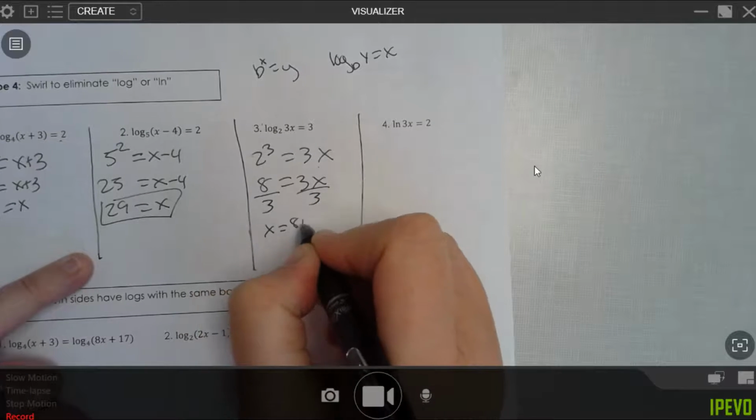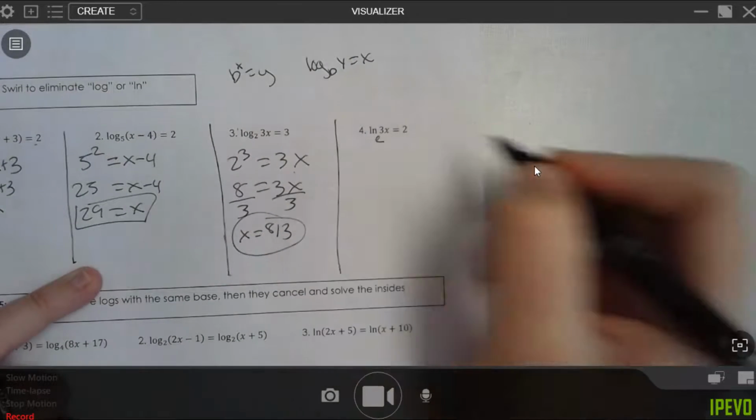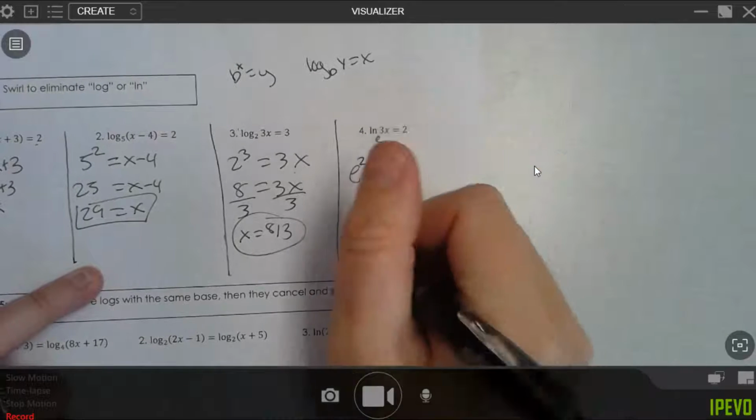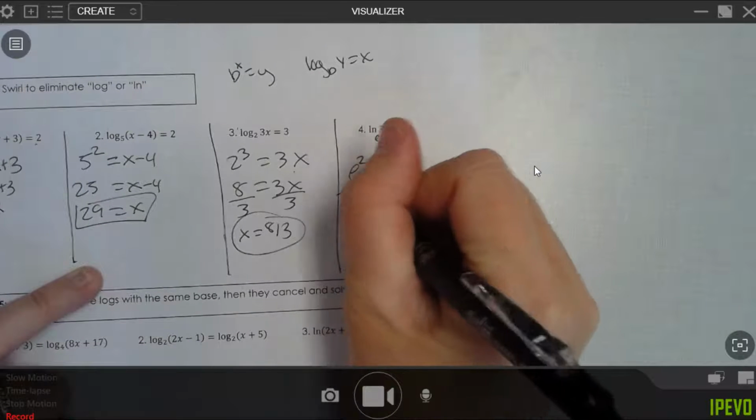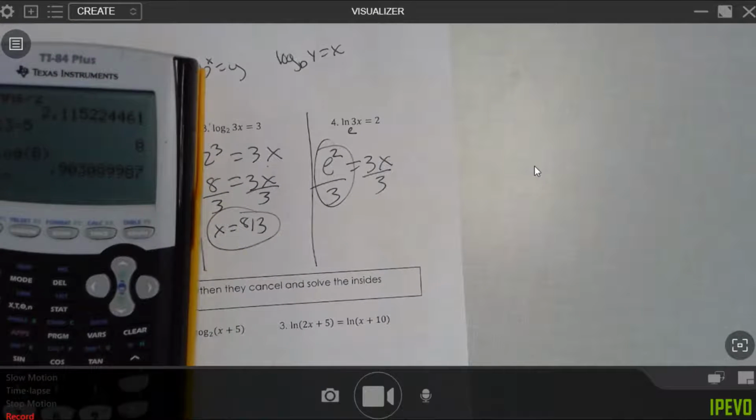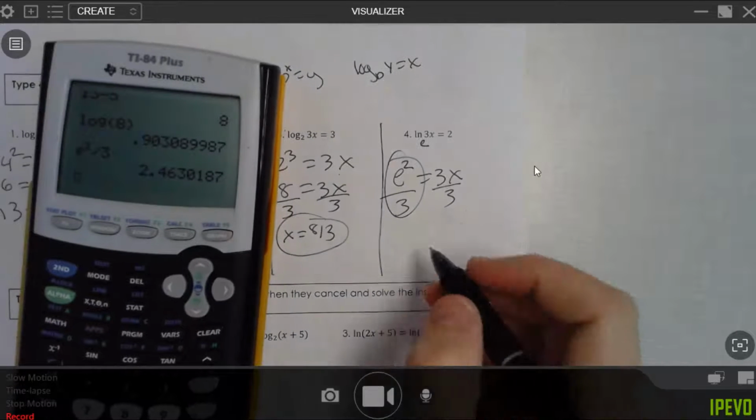So x equals 8/3. So this one, we write it, remember the ln has a base of e. So this becomes e to the second equals 3 to the x. I would leave it as e squared divided by 3. If you want the decimal, there it is.